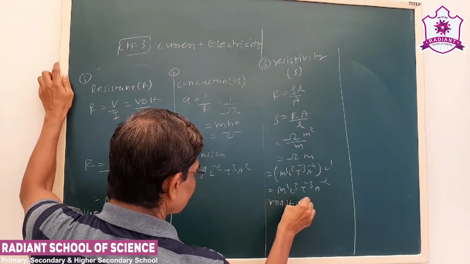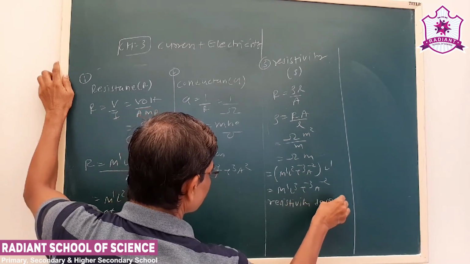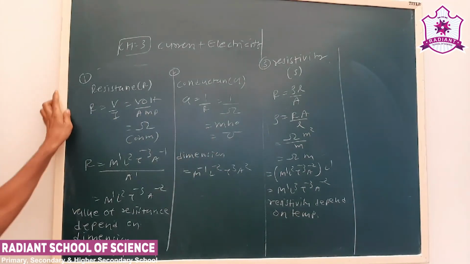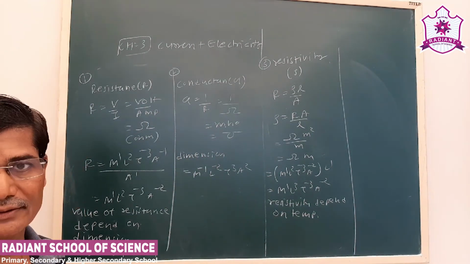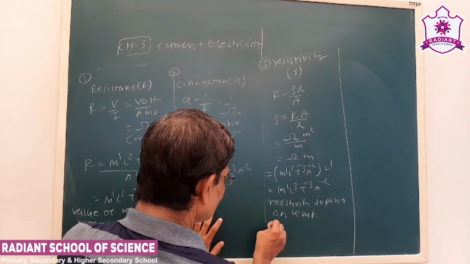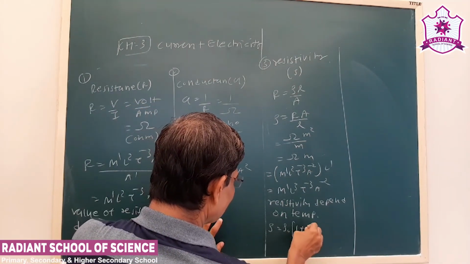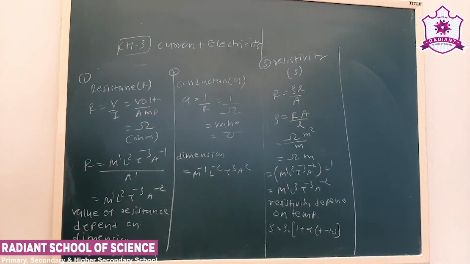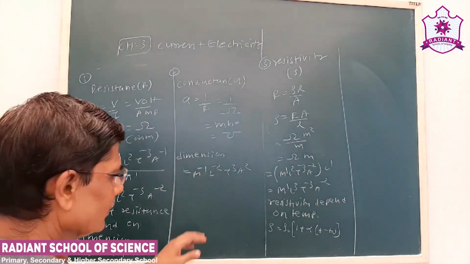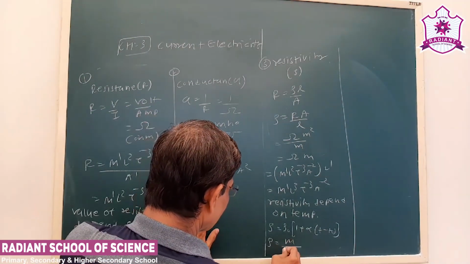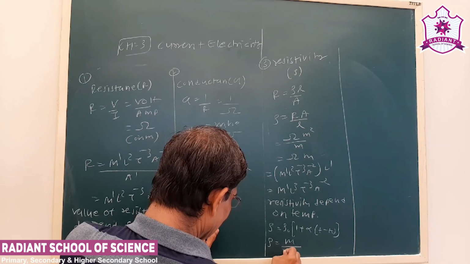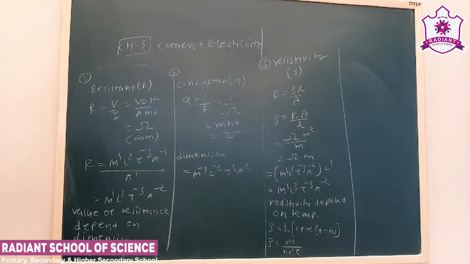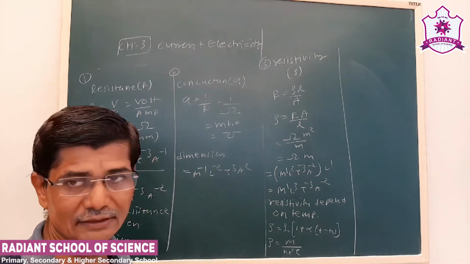Now the resistance depends on dimension, while resistivity depends on temperature. See the relation between resistivity and temperature: rho is equal to rho 0 into 1 plus alpha (T minus T0). We will also derive the relation rho is equal to m upon n e square tau, that is how the resistivity of a metallic conductor changes with temperature.